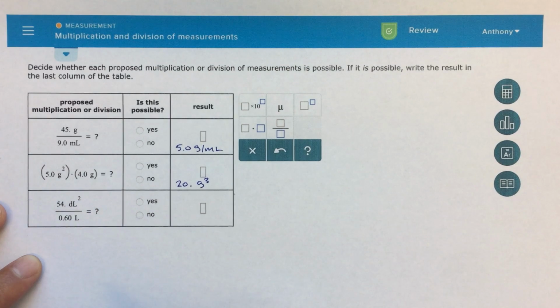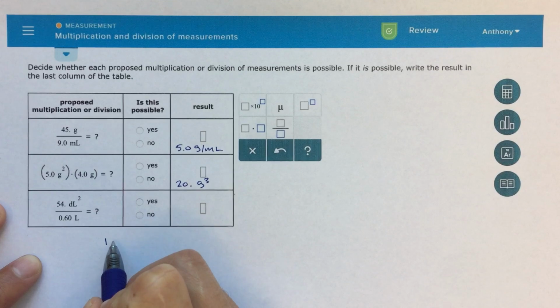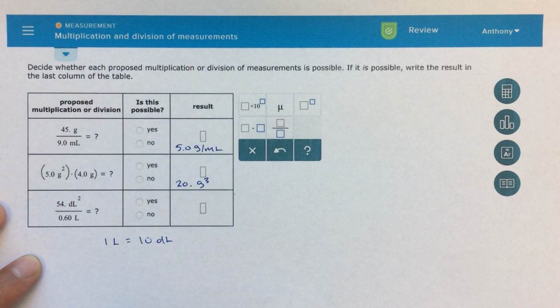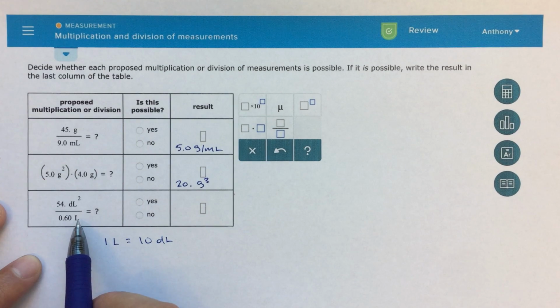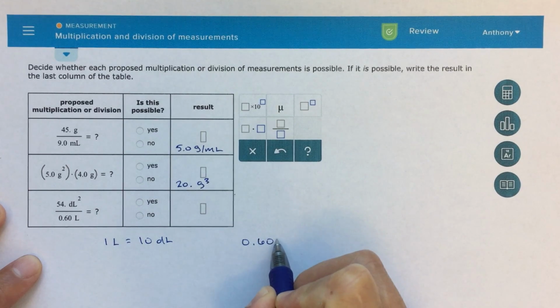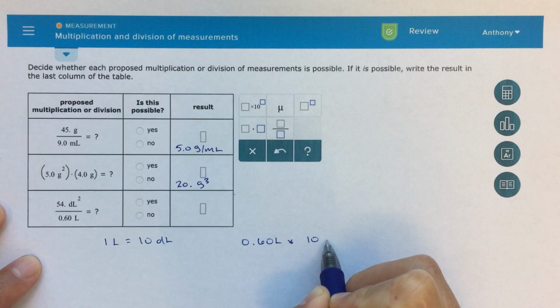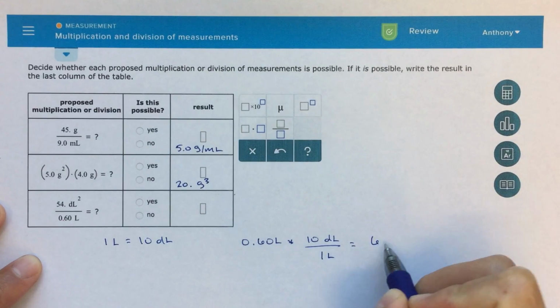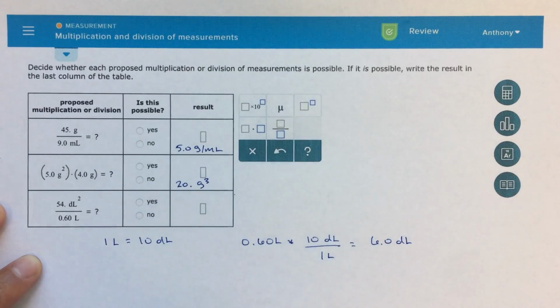This is not a very common unit, so if you're frustrated by this, I'm sorry. The conversion will be 1 liter equals 10 DL, deciliters. So we can use the same conversion. I'm going to want to convert the bottom one, like I said earlier. I want to convert the thing that's not squared or not to the third power. This is just a little bit more convenient. So if I wanted to do that conversion, 0.60 liters times 10 DL over 1 liter gives me 6.0 deciliters.